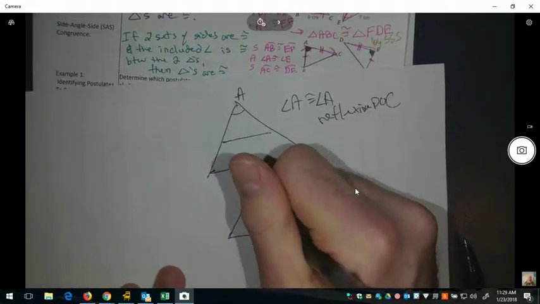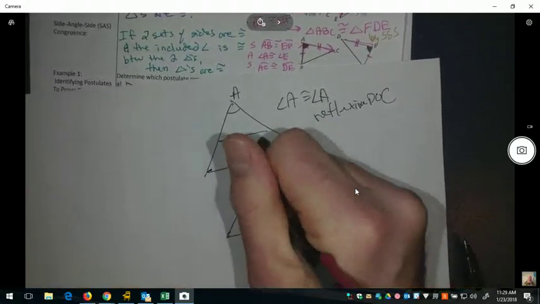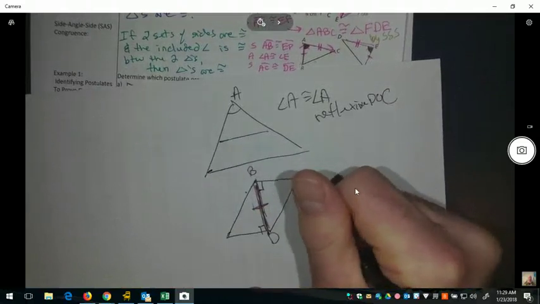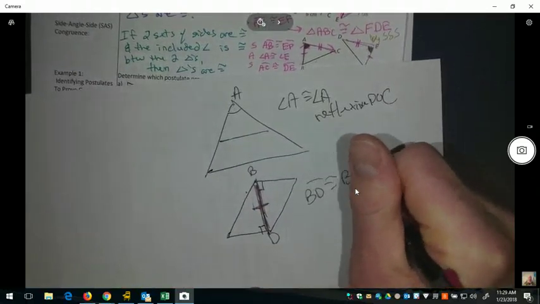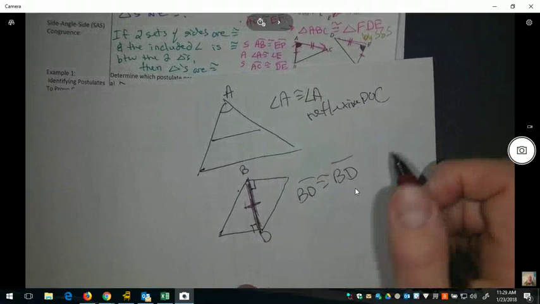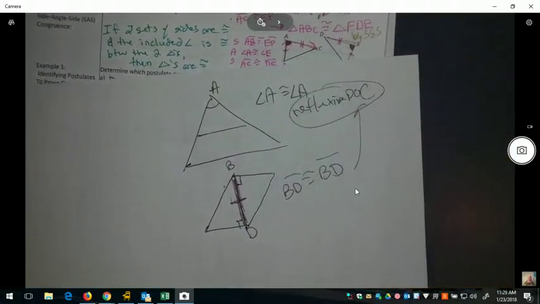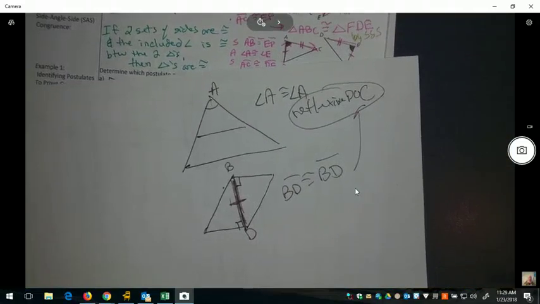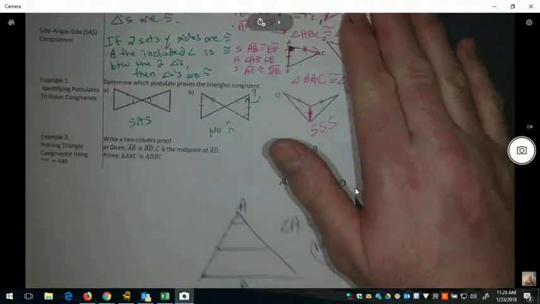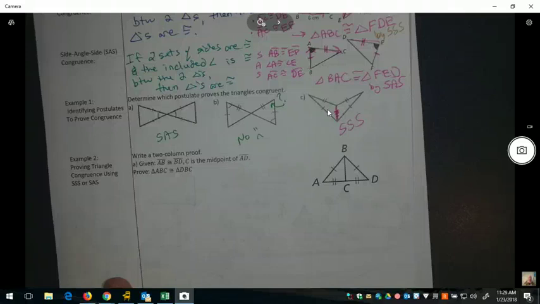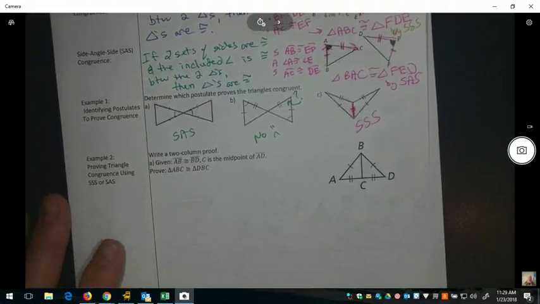If they share a common side, we can mark those congruent to themselves, right? Because it's a side for both triangles, so it's the same length on both triangles. That now would be by reflexive property of congruency. So instead of using it for angles, we now use it for sides when we're doing congruency proofs. So we're jumping into our first 2-column proof.